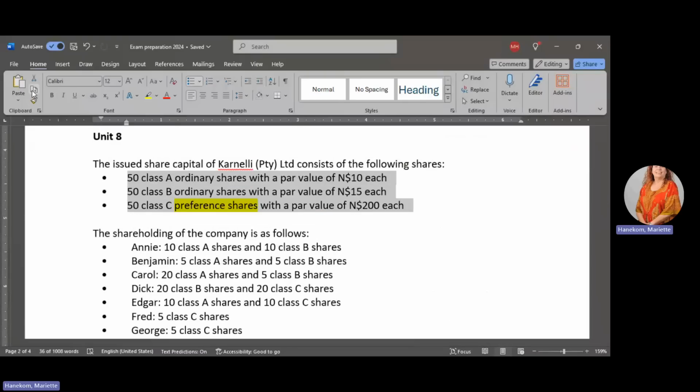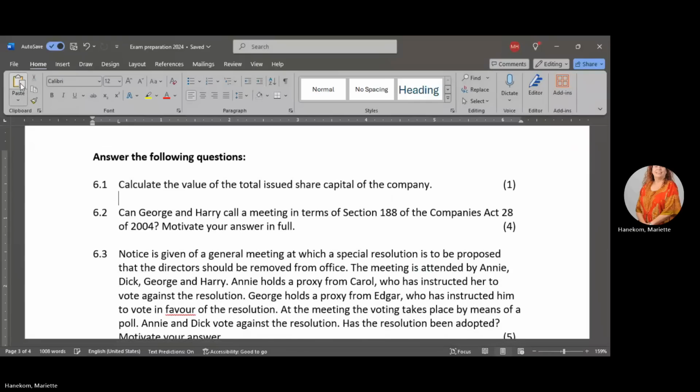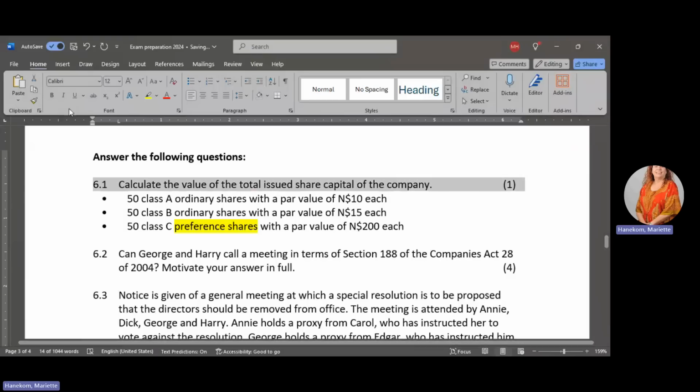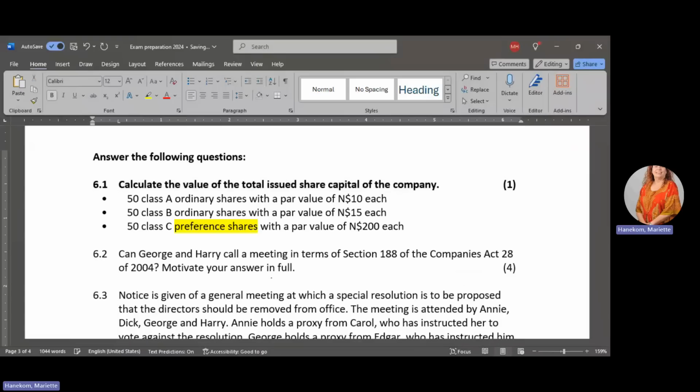There we have the issued share capital. You've got your calculators, you're doing the maths. 50 Class A shares at $10 each gives you $500.